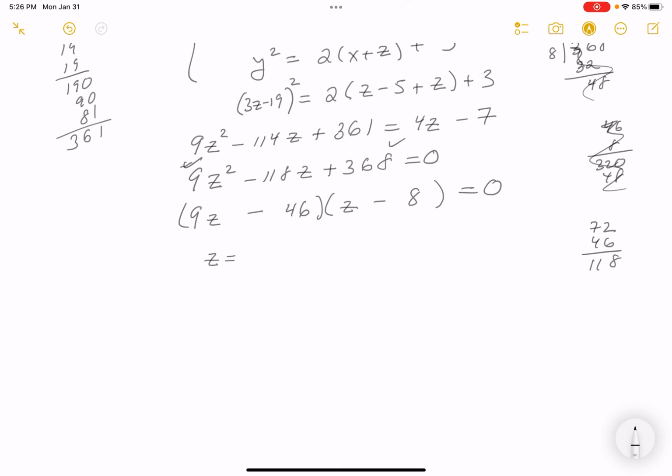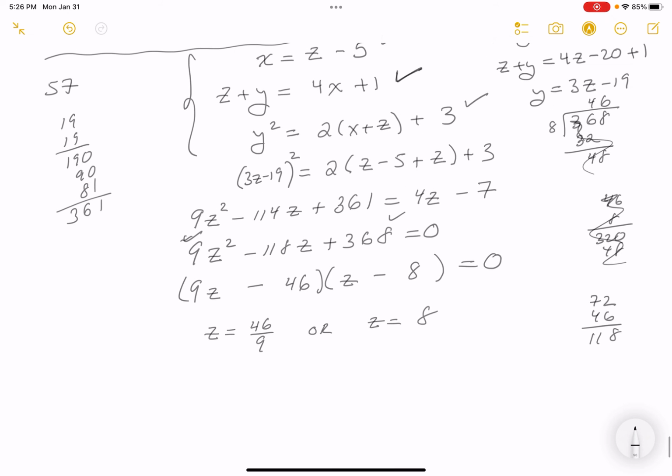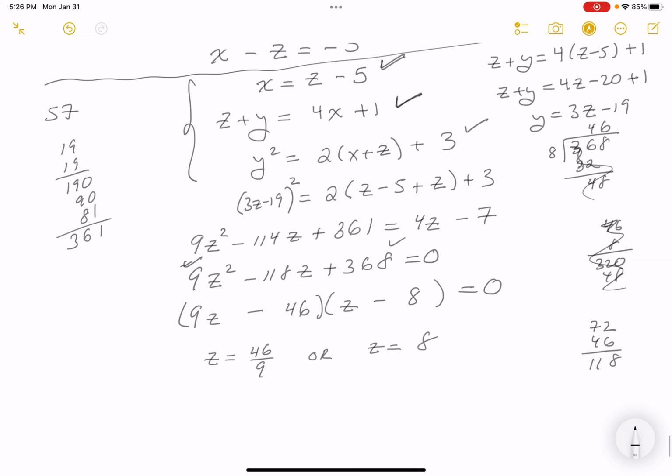Z equals 46 ninths, or Z equals 8. Now, I realize if you have a good memory and you can understand what you've just done, that's not bad, but I still want to go through it. I want to go through each step of the path, and I want to write down what X is, all right? So I got Y to worry about, and I got Z to worry about. Whoops, I know what Z is.